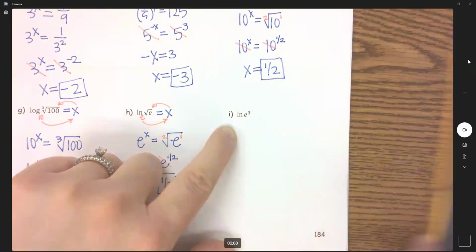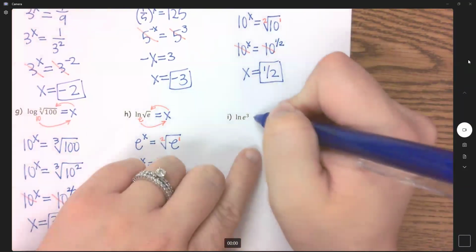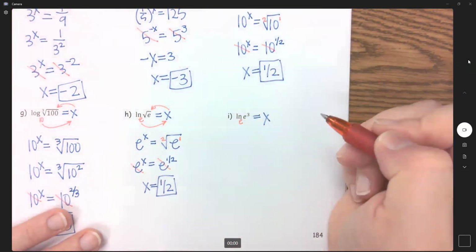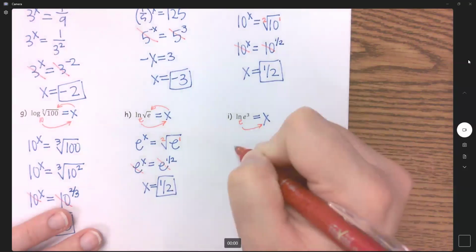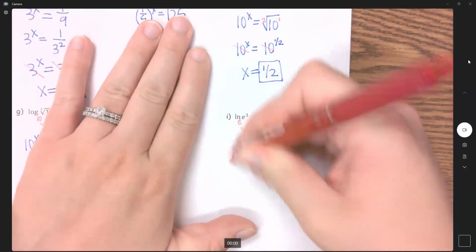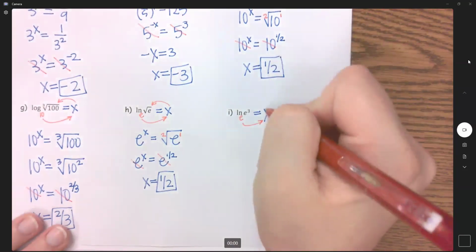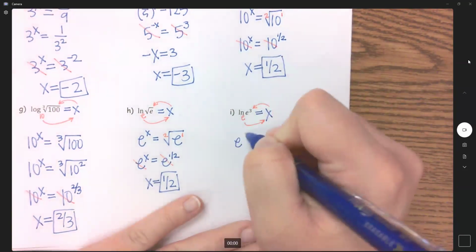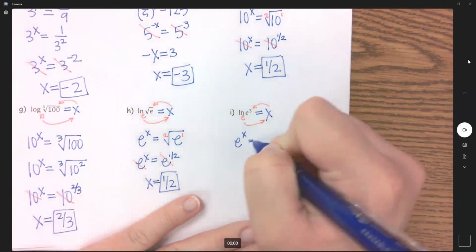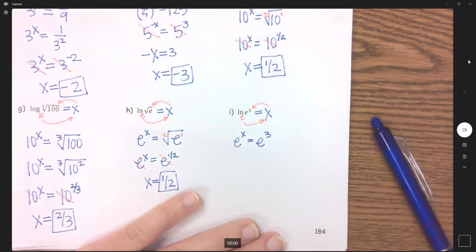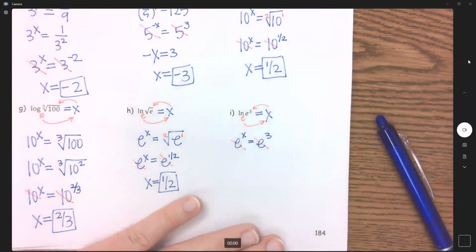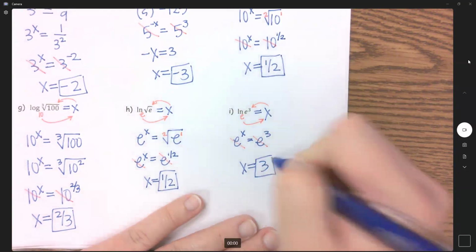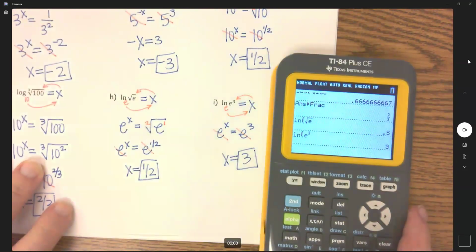Why? When I rewrite this, set that equal to x and rewrite. This is a natural log with a base of e. So this is e to the x equals e cubed. Rewriting it, we already have the same base. So we get x equals 3, which is exactly what we got here.